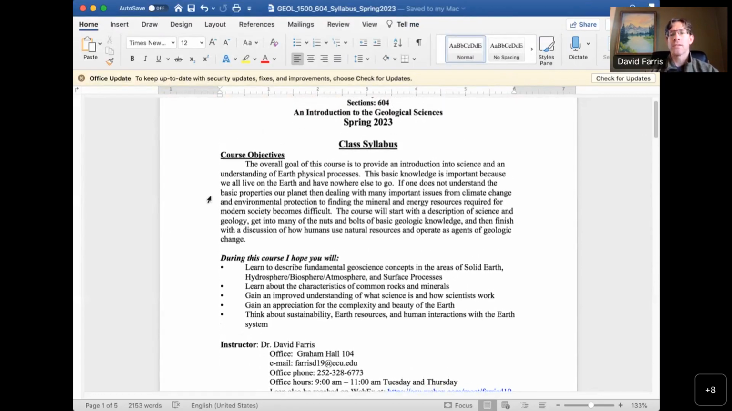And really, this is an introduction to the geologic sciences. Our goal is to give you an idea of how the Earth functions and what the important processes on our planet are.